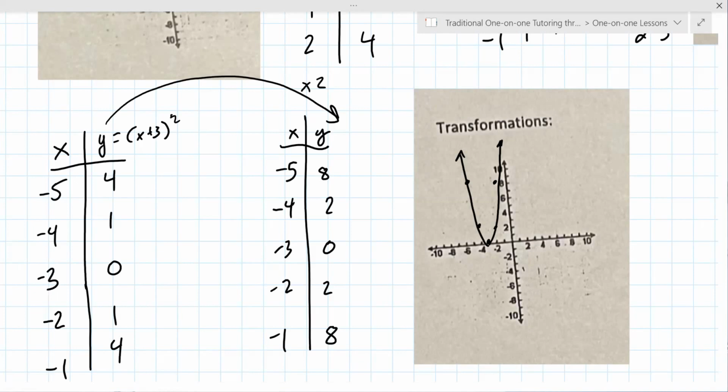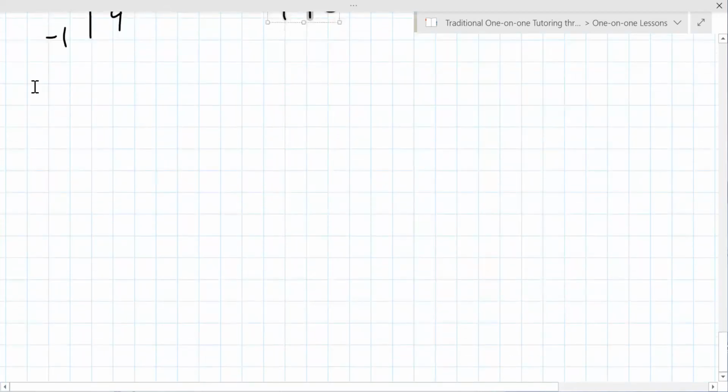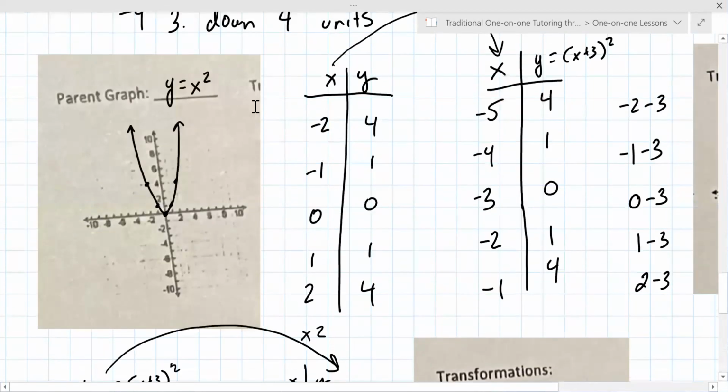Just let me know when you're ready to move on to the last transformation. All right. Got that. I got that down. Great. What is the third and final transformation? Go back to your list here. What is the last one here?